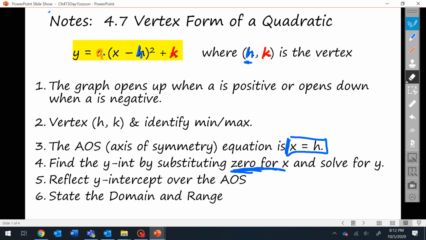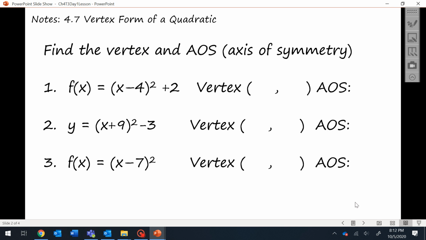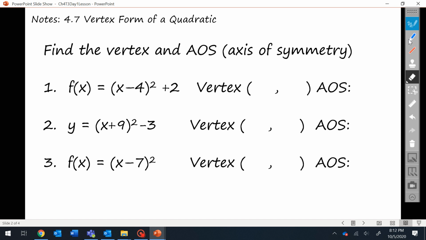So let's see what one of these looks like in vertex form. Or first, let's look at a couple and identify the vertex and the axis of symmetry. Now remember, we're looking at this form: y is equal to a(x minus h) squared plus k.